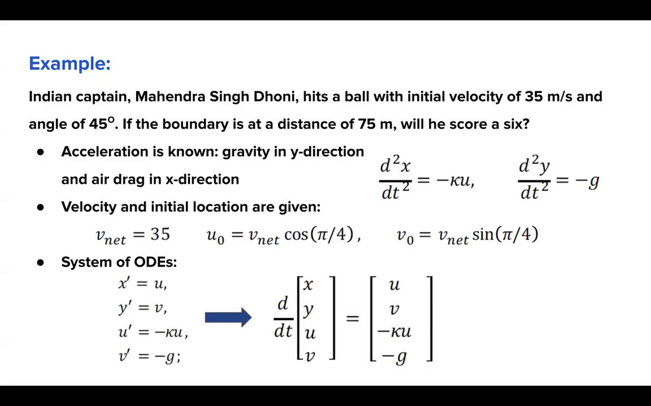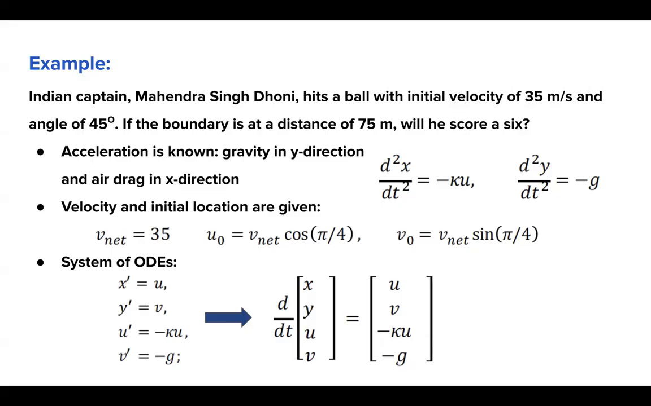If you know this ball is like a projectile motion, it will go like so. The batter hits the ball and it goes from the ground in a projectile motion. This is the velocity, 35 meters per second at an angle of 45 degrees.